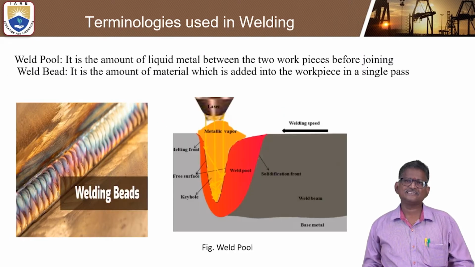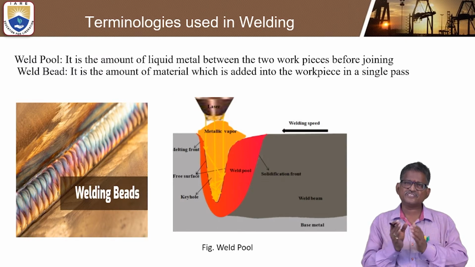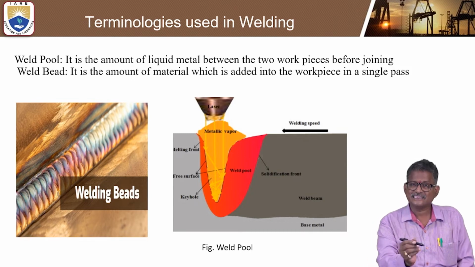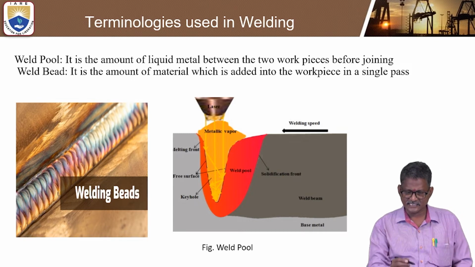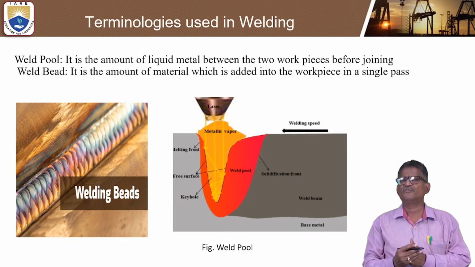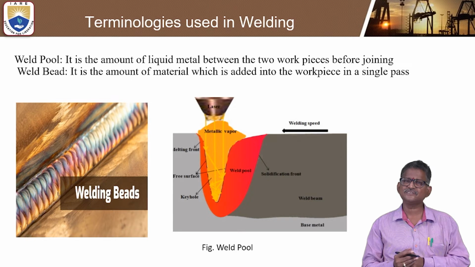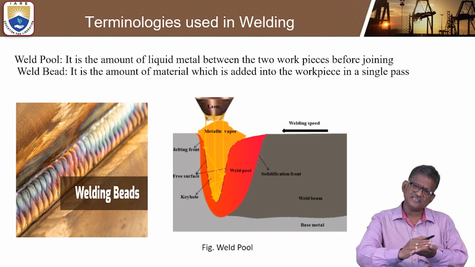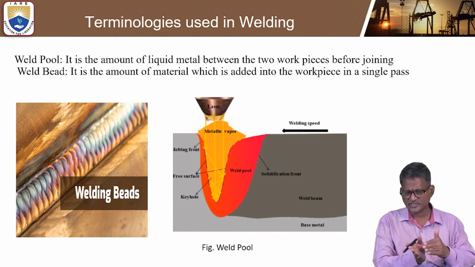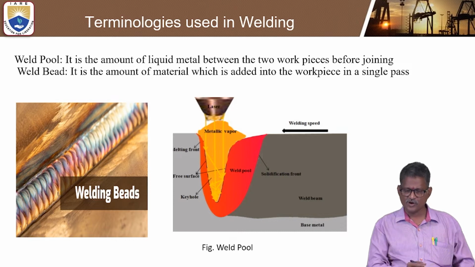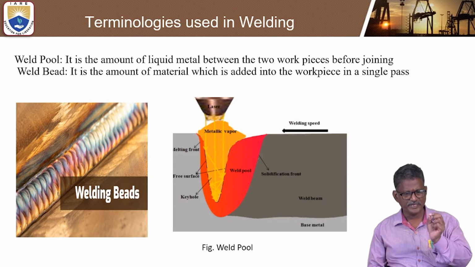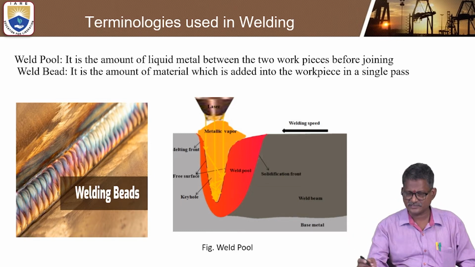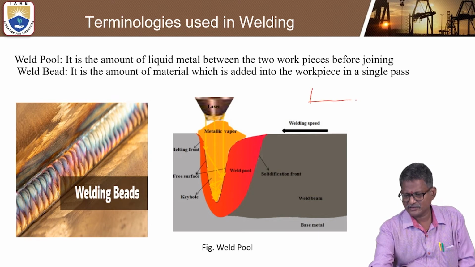Now let us see another important terminology: the weld pool and weld bead. This is more interesting. Look at the three-dimensional figure to understand how the weld looks after performing the welding process. You can see the color indication of the weld bead, a series of small strips like a snake form. The term weld bead is the amount of material added into the workpiece in a single pass.